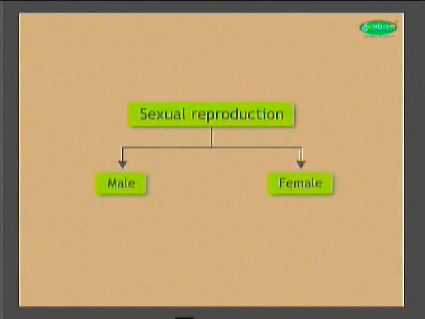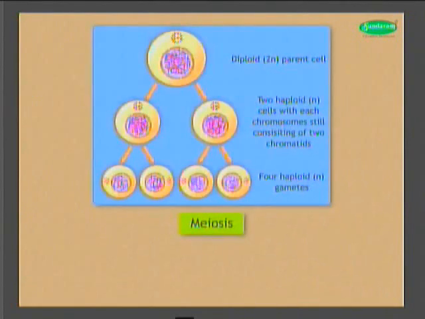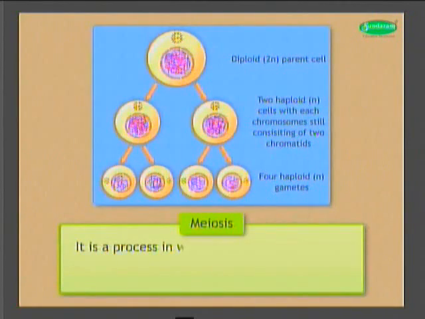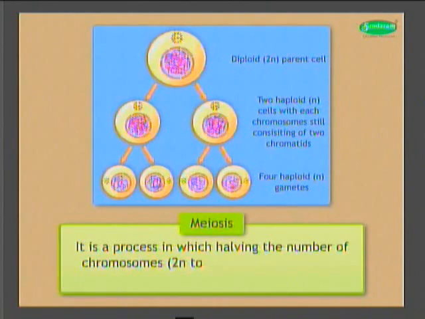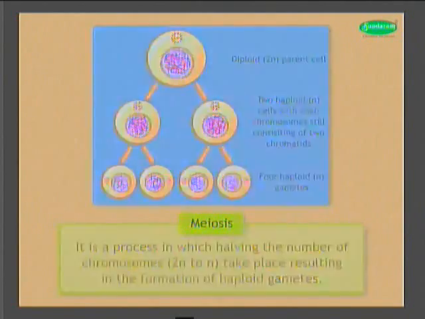Let us move to the next topic, sexual reproduction. Two parents are involved in sexual reproduction, one male and the other female. The main two processes involved in sexual reproduction are: 1. Meiosis. It is a process in which halving the number of chromosomes from 2n to n takes place, resulting in the formation of haploid gametes.